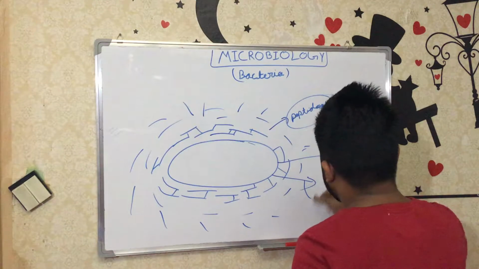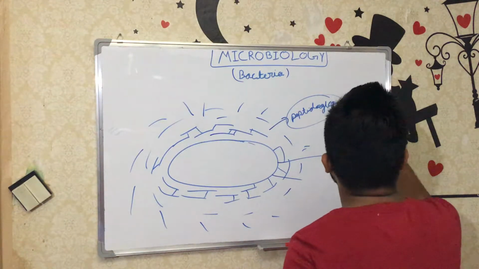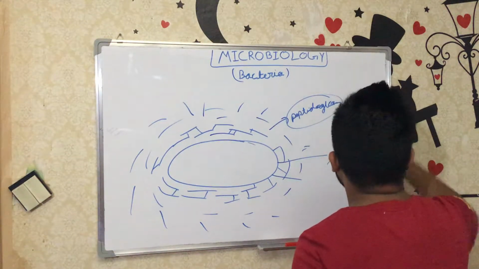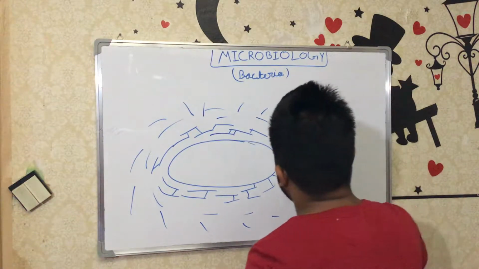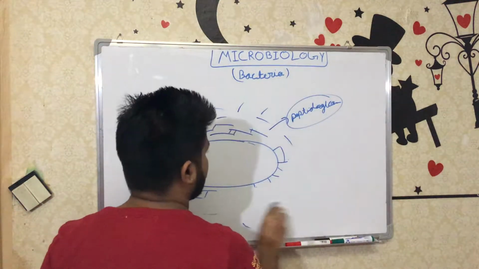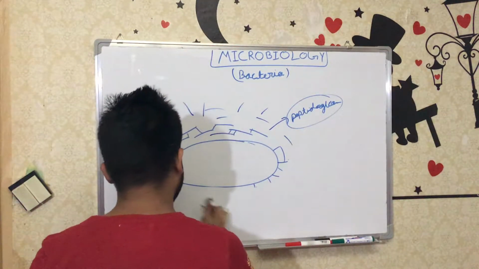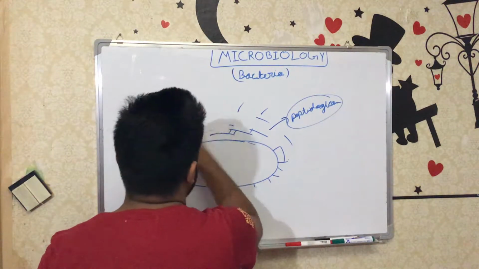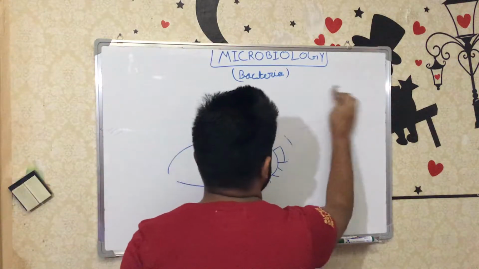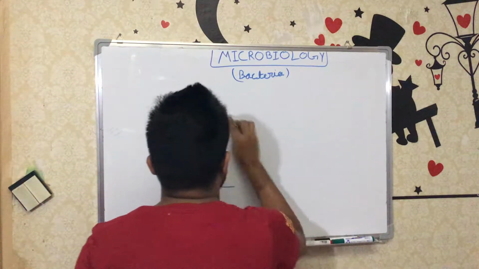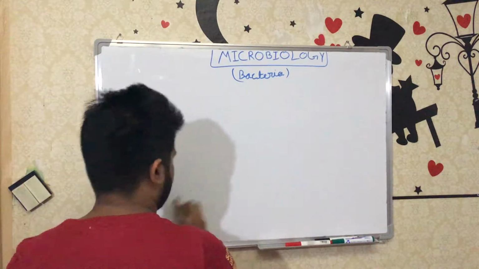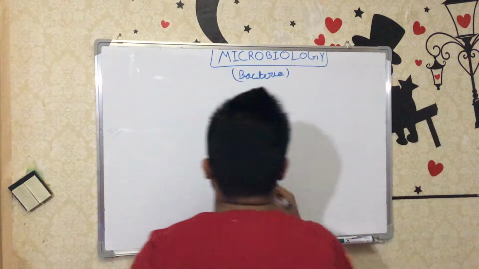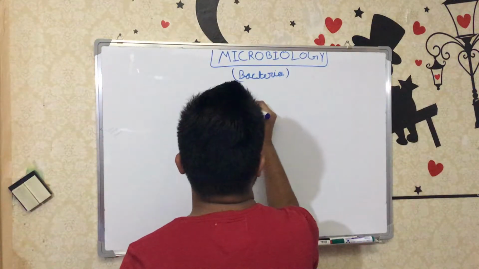Now we'll discuss how it is made, which types of molecules are used to make the peptidoglycan. Then we'll discuss the main differences between gram negative and gram positive. So let's start with peptidoglycan.